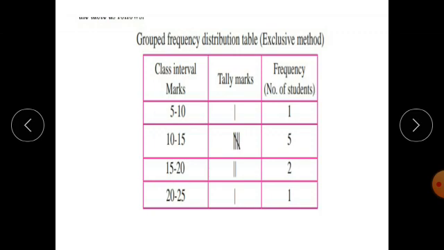So, we will include the score 10 in the class 10 to 15, not in 5 to 10. That is, the upper class limit of a class should be excluded from the class. Therefore, this is called the exclusive method of classification, and this table is a group frequency distribution table by the exclusive method.